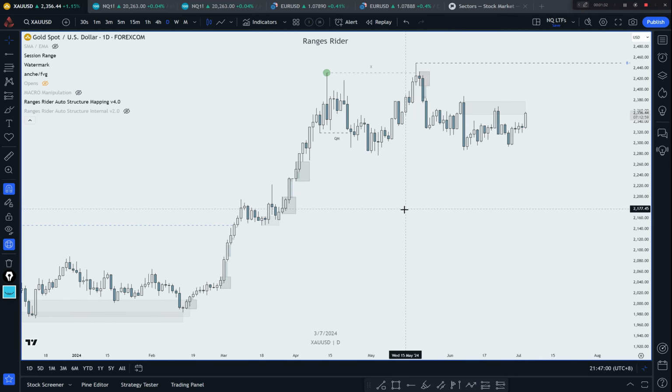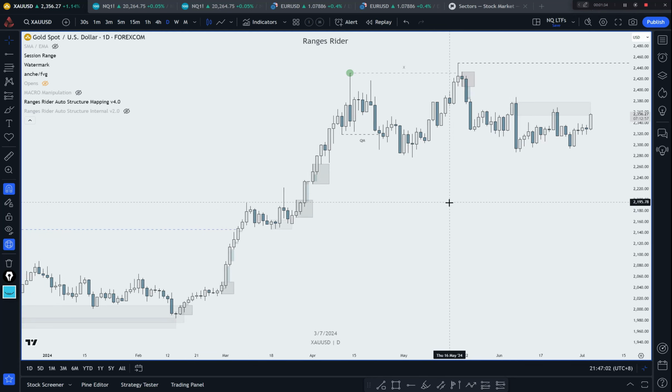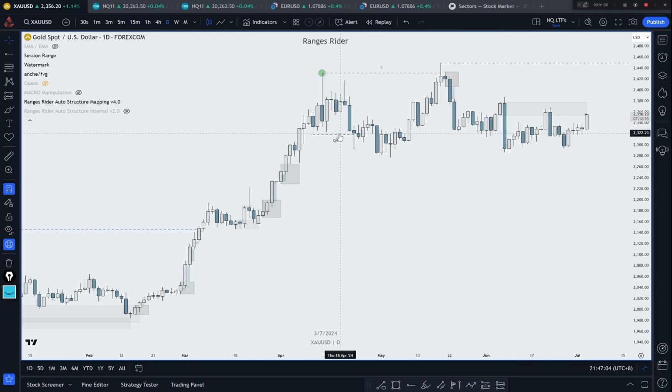On the daily time frame, what do we have? We have QM, and these are the order blocks, and actually these are not the real order blocks. Why? Because they didn't take any kind of liquidity. What the liquidity is, at least the price to take the previous candle low.